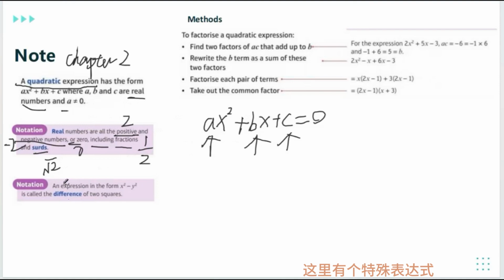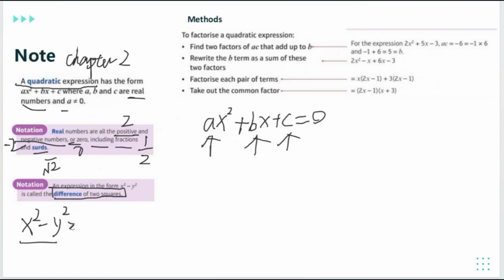And there is a special expression in the form of x squared minus y squared. We call this the difference of two squares. This expression equals x plus y in brackets, multiplied by x minus y. Okay?